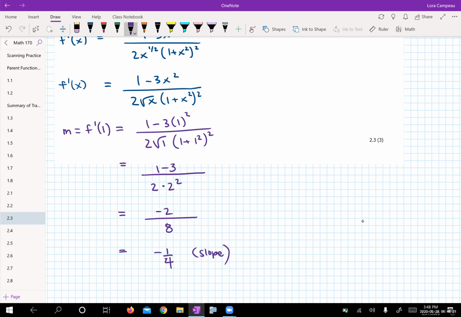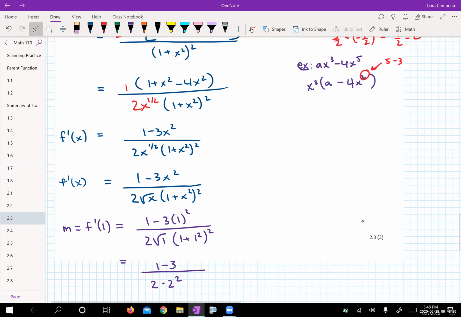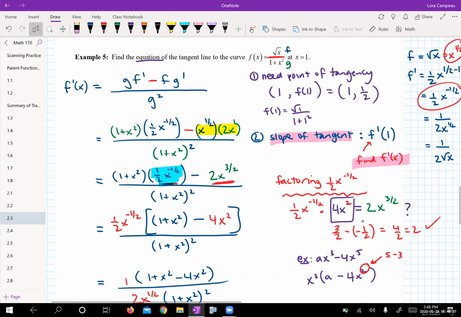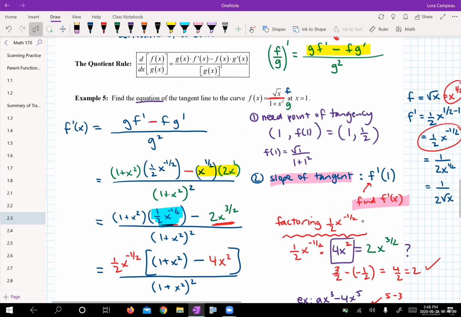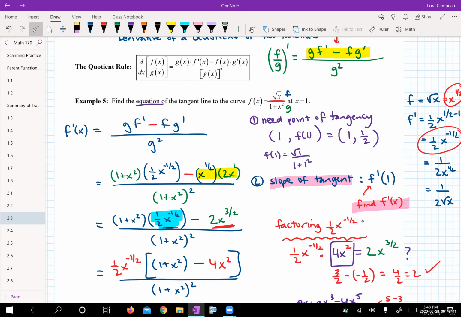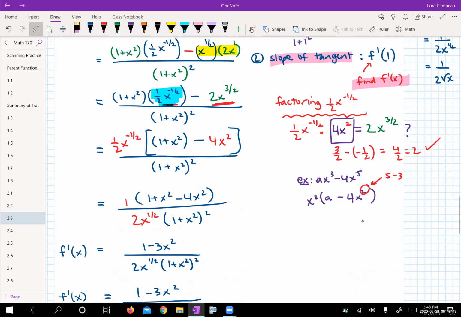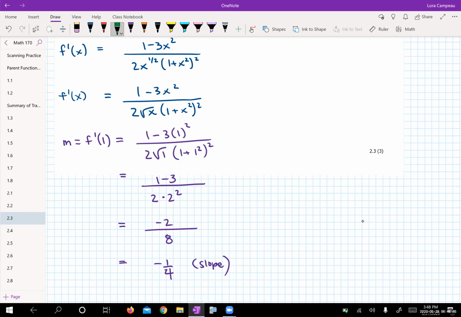Now I'm pretty happy with myself there, but I want to ask, am I done? Go back, read the directions one more time. Oh, they didn't want the slope of the tangent line. They want the equation of the tangent line. So now we finally have ourselves an intermediate algebra problem.